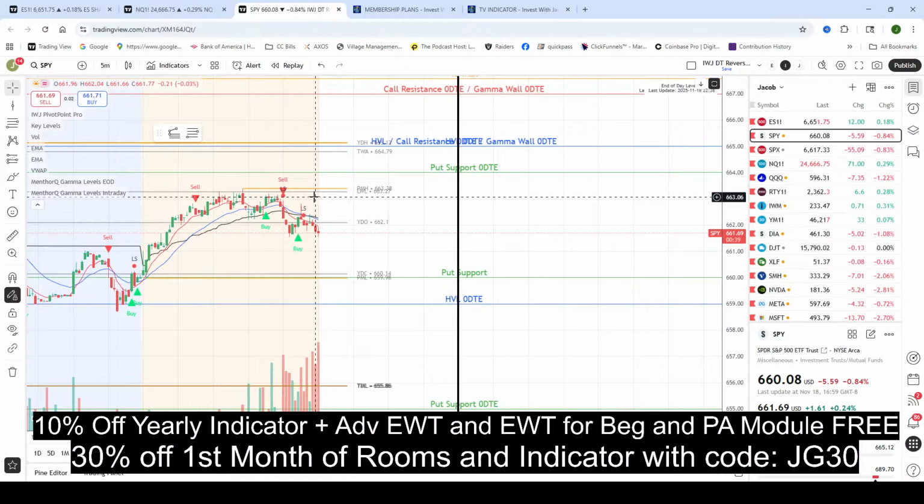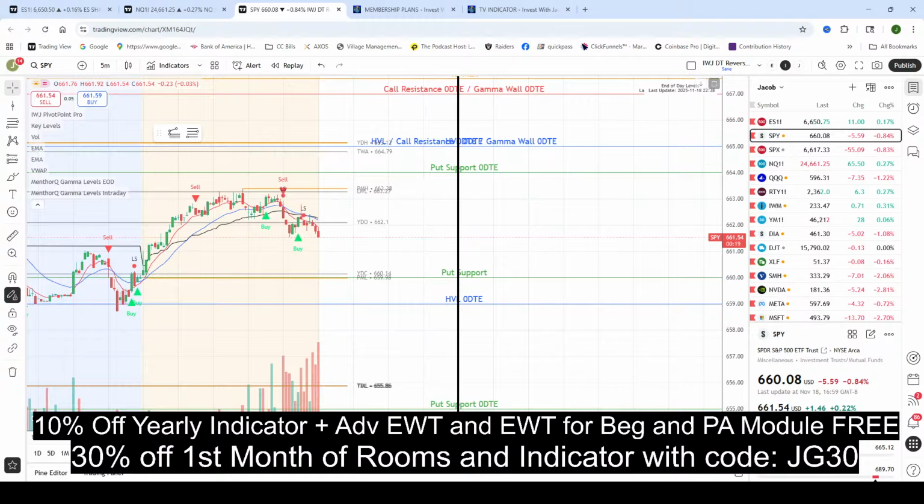Now, all of that being said, does that mean that our indicator is foolproof? No, of course it does not. We have losing trades. That is part of trading. We have losing weeks. We've even had losing months. However, over time, we have absolutely crushed the market with this indicator.